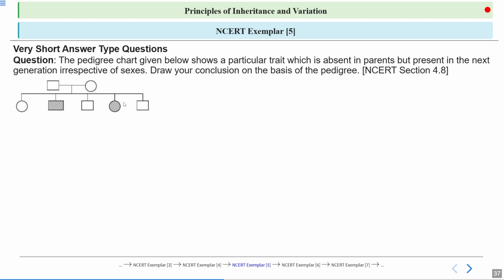First of all, this information is given to you. So you have to draw the conclusion about the inheritance pattern here. And you can see one more piece of information is given to you. This disease is present in the next generation, irrespective of the sexes. So both the male and the female are affected equally. Okay, so what will be the answer here? Which type of inheritance pattern is this?